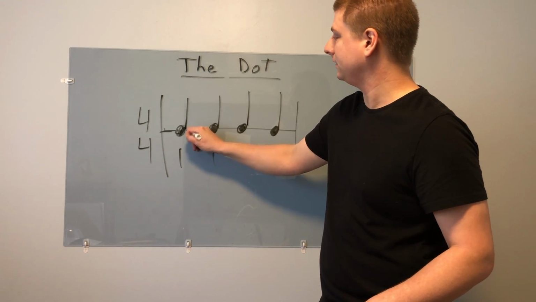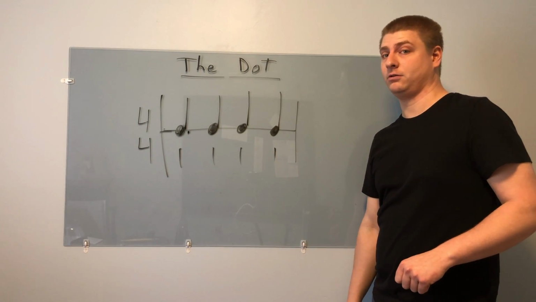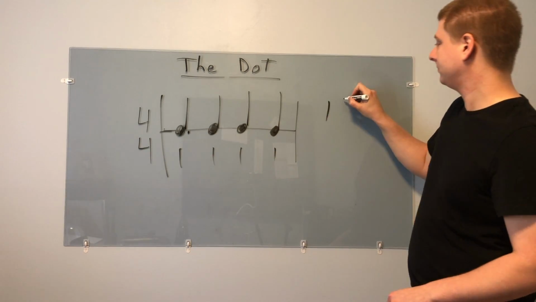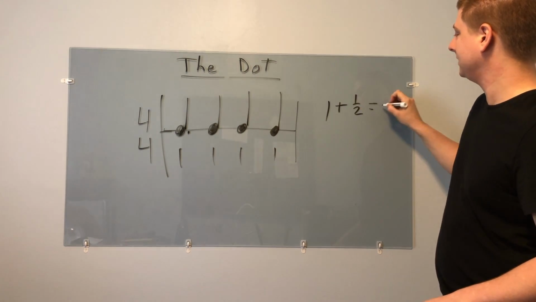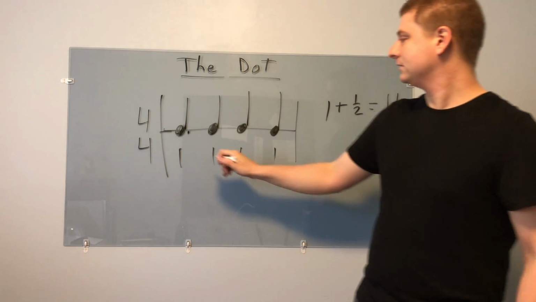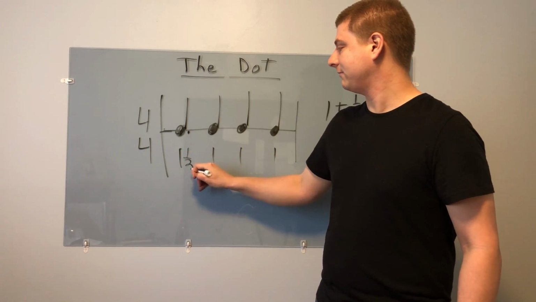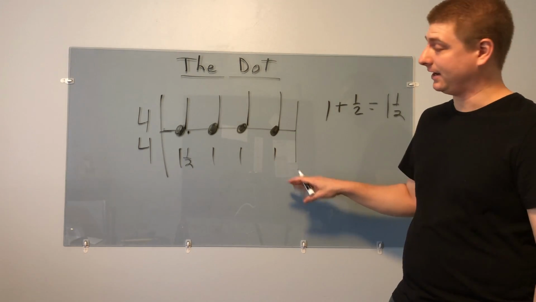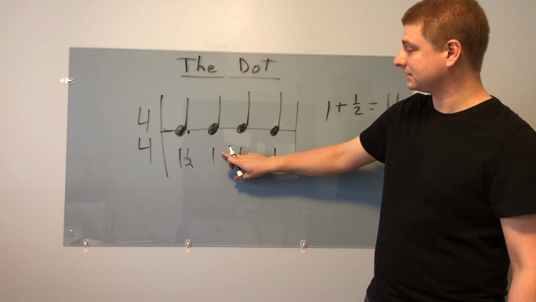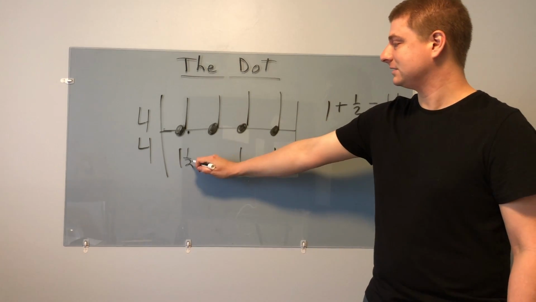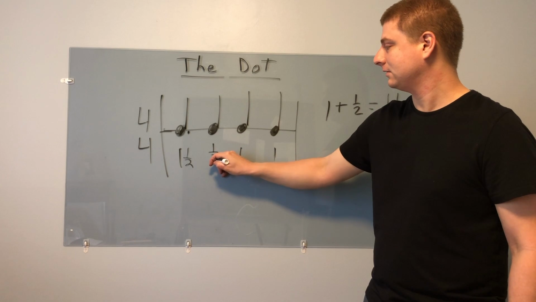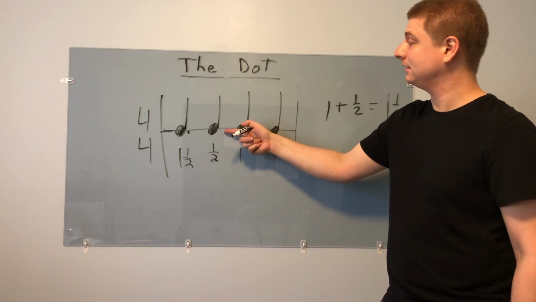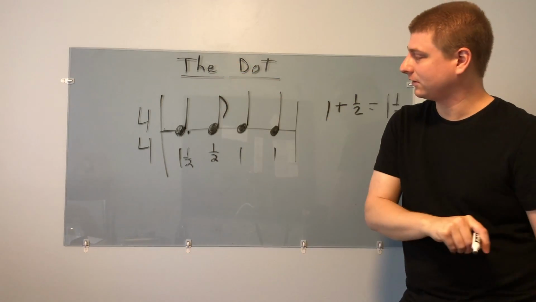Let's turn this one into a dotted quarter note. We're going to make this 1 plus a half, which equals 1 1/2. So this is now 1 1/2 beats. 1 and 1 1/2. This is more than 4 right now altogether. So we got to make this guy shorter. Let's make this only half a beat. So what do we turn this guy into? Something that's worth half a beat. The 8th note is worth half a beat.